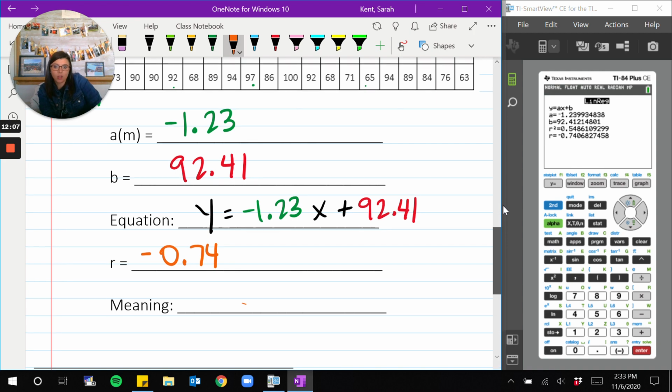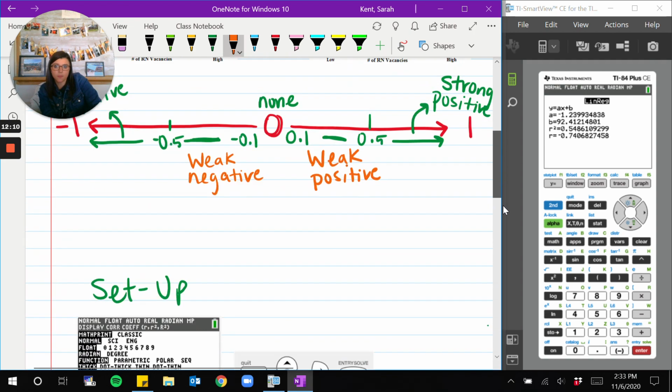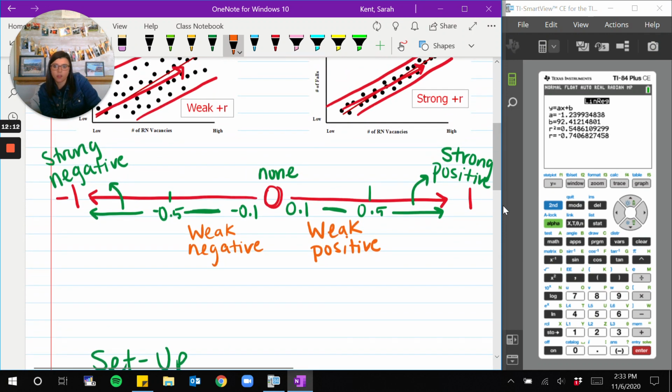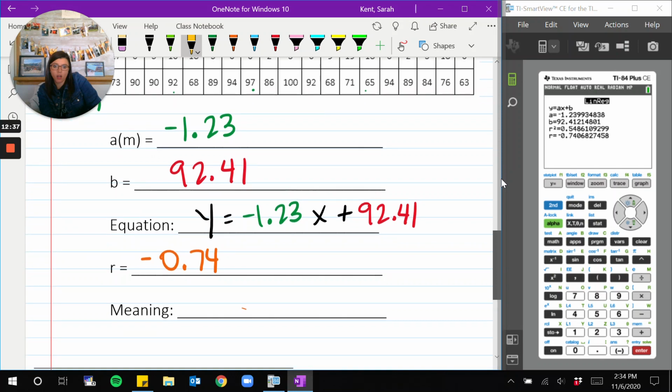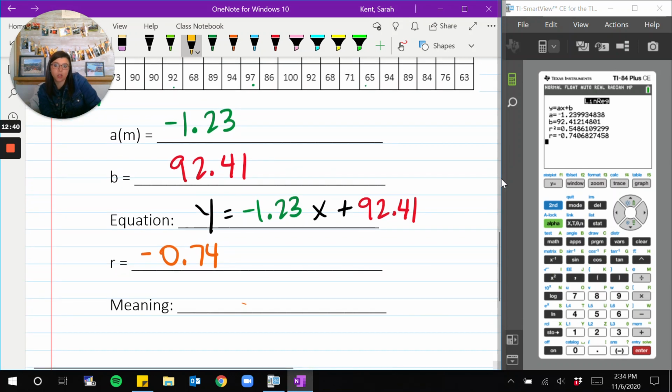So if we go back and look at our numbers, we can say, okay, it's on the negative side, and 0.7 is going to be bigger than 0.5. So I would say negative 0.74 falls about here. So this is in my group for a strong negative correlation. So for the meaning of my R, since it's negative and it's close to 1, it would be a strong negative correlation.